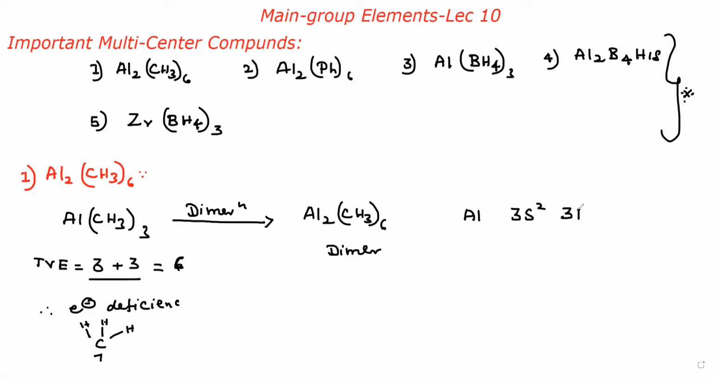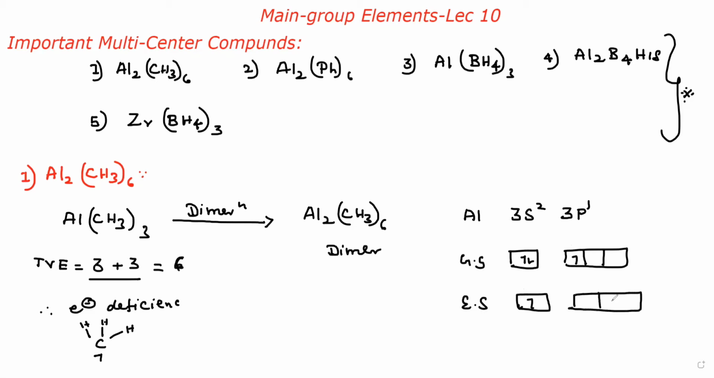Now you know very well the aluminum configuration is 3s2 3p1, similar to boron, right? But this is the ground state. Here 2 electrons, here 1 electron. What is the excited state? 1 electron is transferred, therefore this is 1 and this is 1, 1 electron each. Therefore what is the hybridization? It will be sp3, similar to boron.